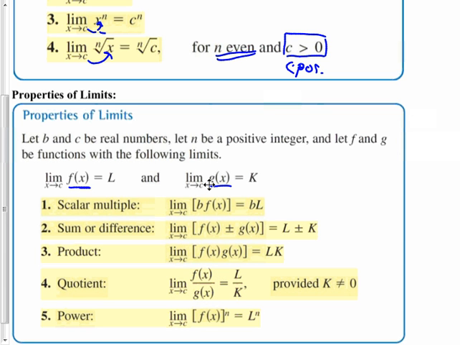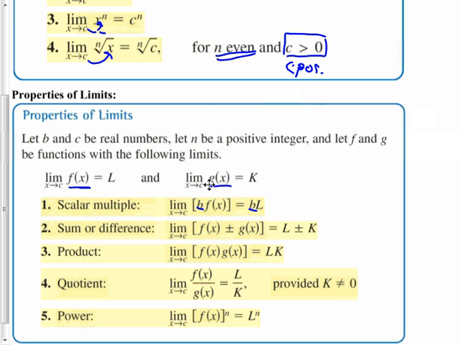We can do scalar multiplication. The limit of b times f of x as x goes to c becomes b times L. So if we have the limit of f of x equals 3, and then we have the limit of 3f of x, we're going to get 3 times 3, which is 9. It's basically all we're doing there, multiplication.